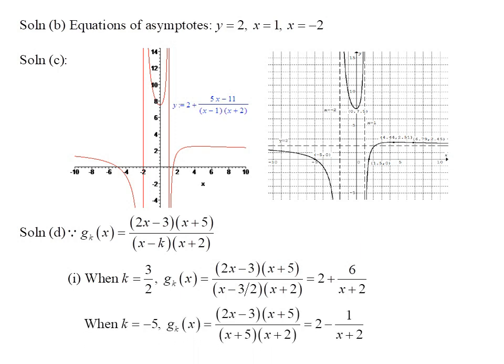When k equals negative 5, g sub k of x equals the ratio of the product of 2x minus 3 and x plus 5 to the product of x plus 5 and x plus 2, which is simplified to 2 minus 1 over x plus 2.